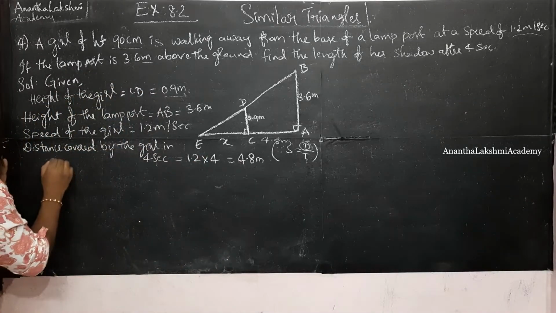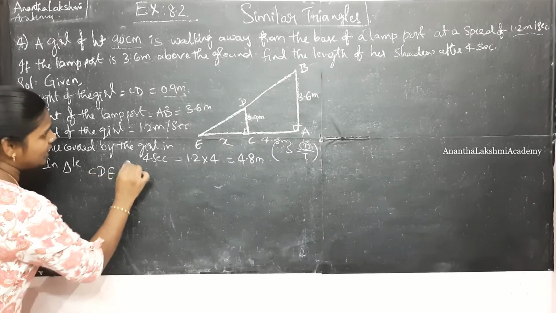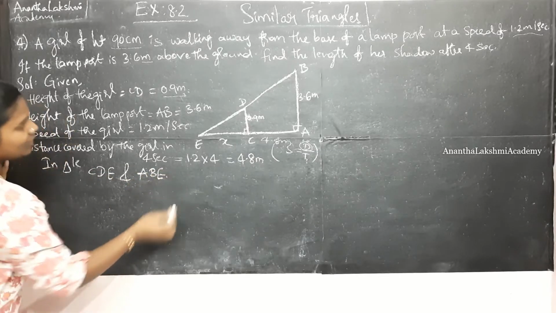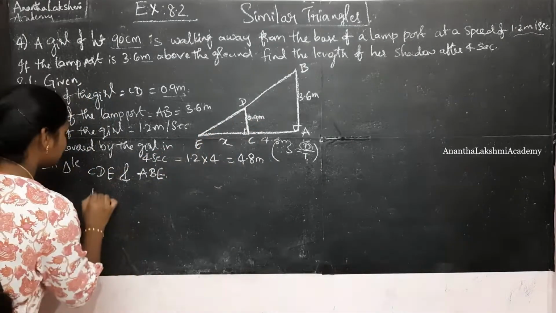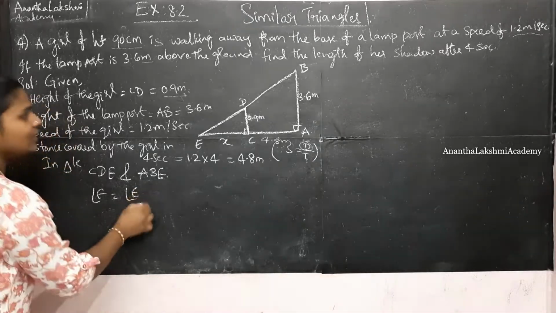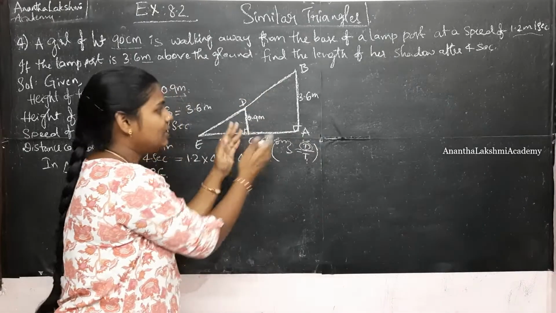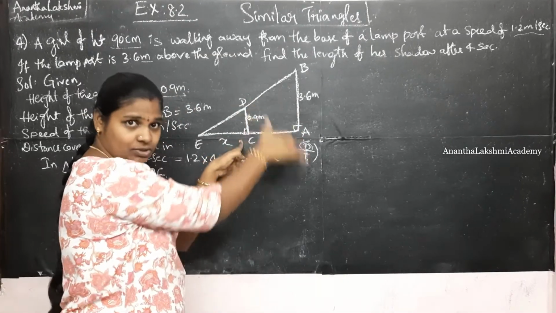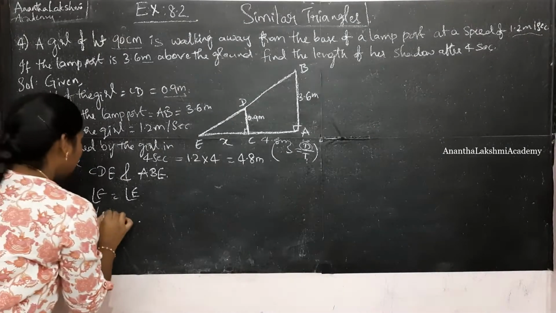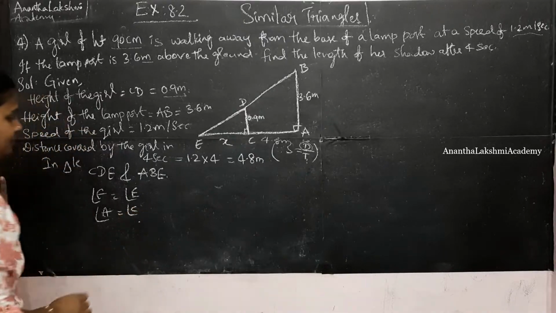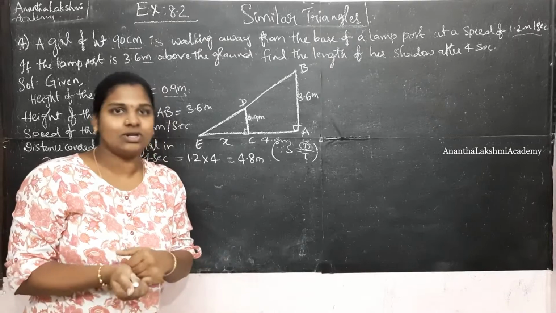Consider triangles CDE and ABE. If you look at these 2 triangles, angle E is common to them, isn't it? Angle E is equal to angle E. Also, since these 2 are parallel, the lamp post and the girl are parallel, and both are perpendicular to the ground, angle A is equal to angle C. Now, 2 angles in a triangle are equal, which means eventually the third angle is also equal.